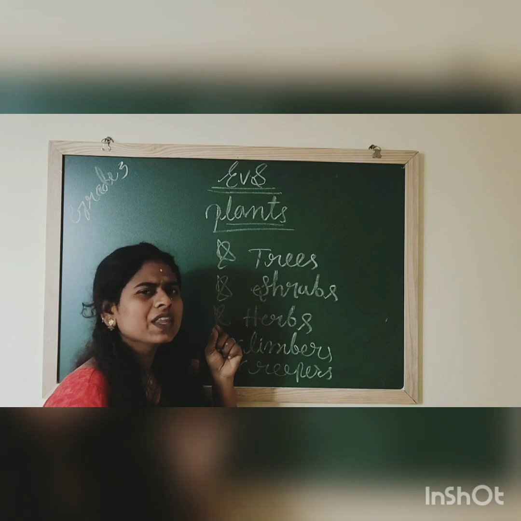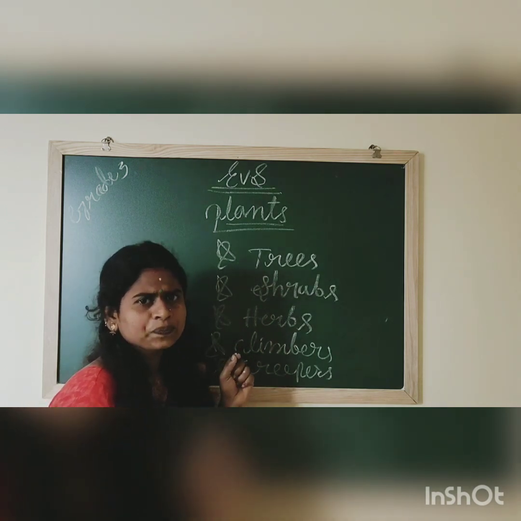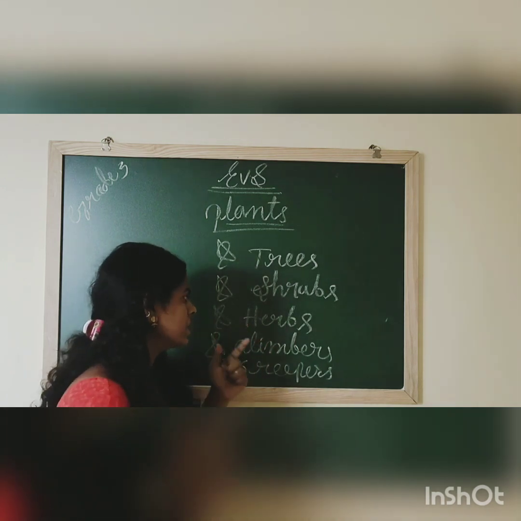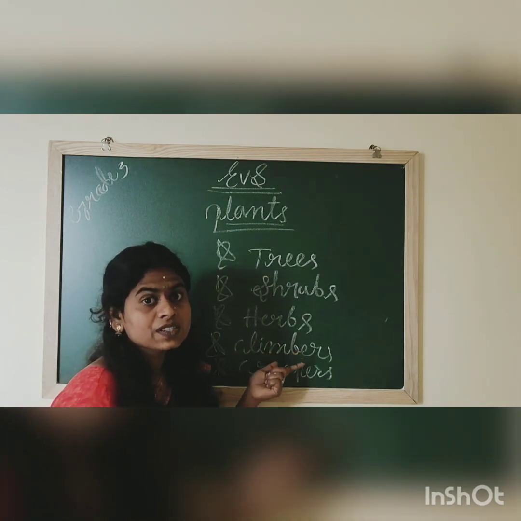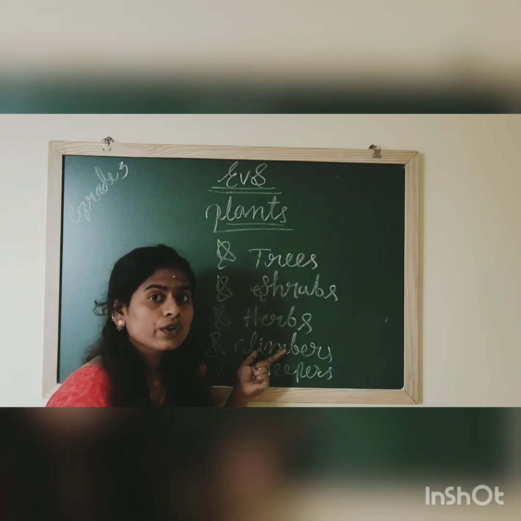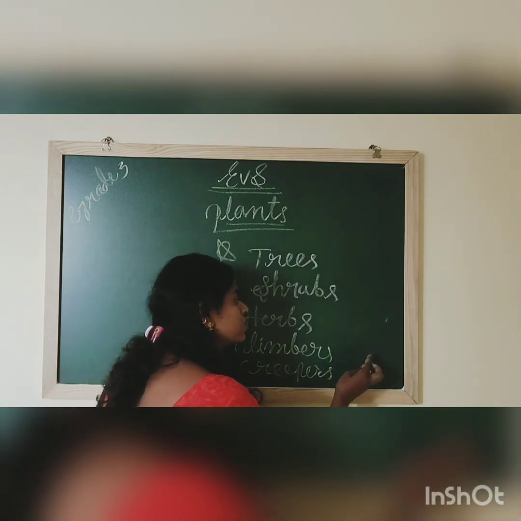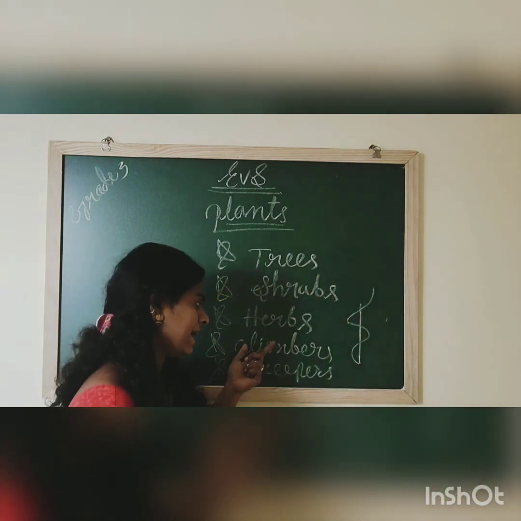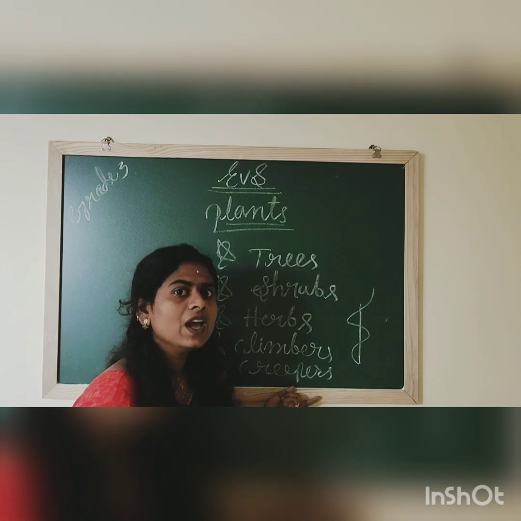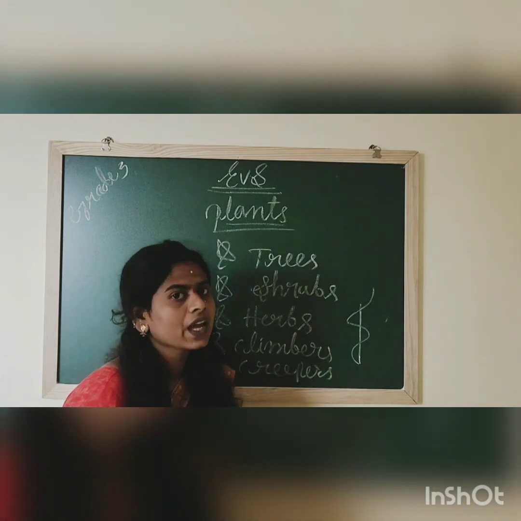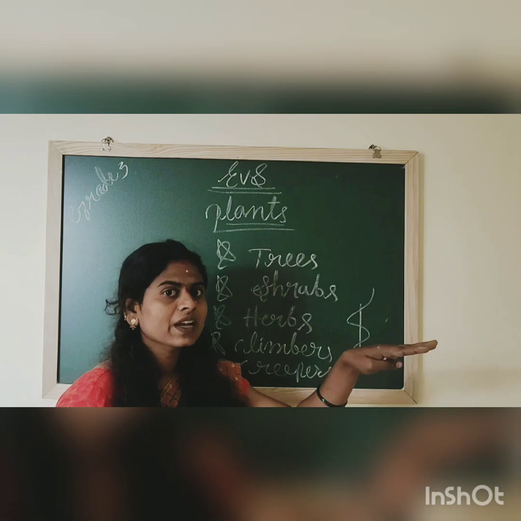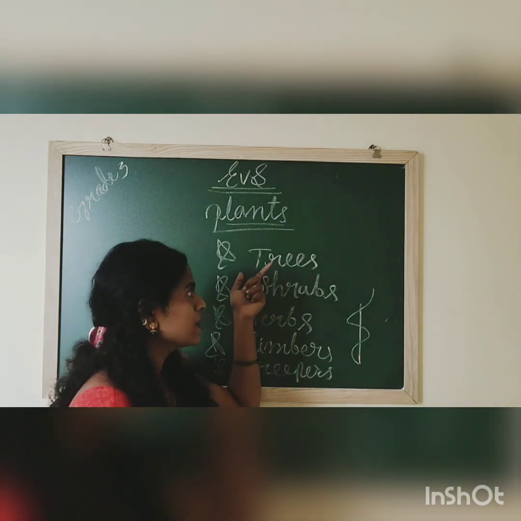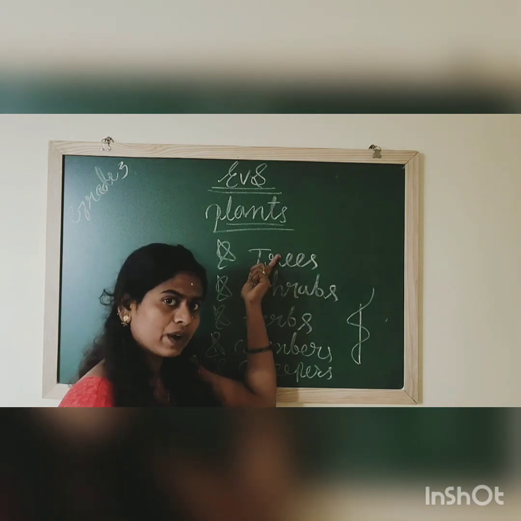Herbs have a very weak stem, and they grow for only one season. Climbers, since they have a weak stem, can't grow by themselves. They always need support to grow. An example is the money plant. Creepers have a weak stem and a big fruit, so they can't grow upright. That's why they creep on the ground. Examples are pumpkin and watermelon.